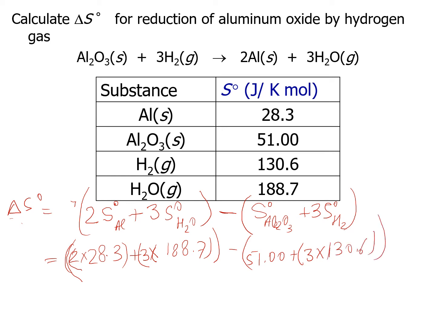Okay, so if we solve for this, this will give you your final answer as 179.9 joules per Kelvin per mole. Okay, so that would be our final answer for delta S for this particular reaction.